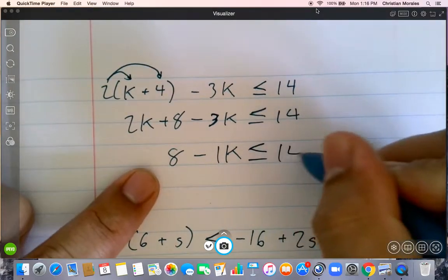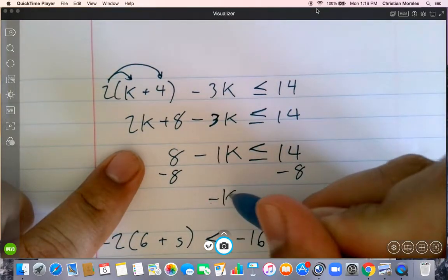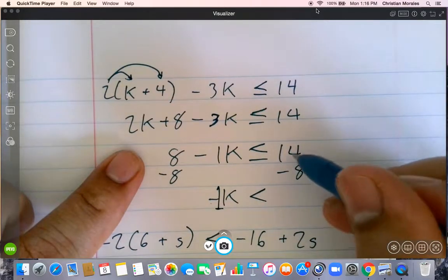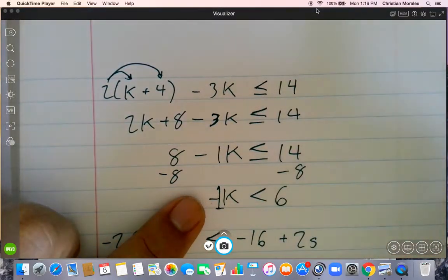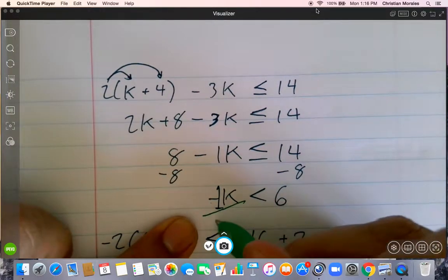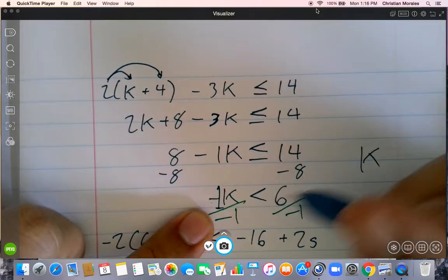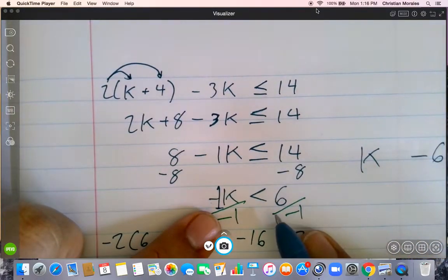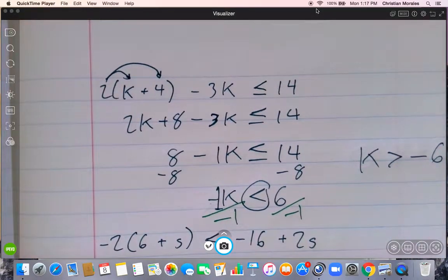All right, now here, I have an 8. Got to get rid of that 8. I get 14 minus 8. I get 6. Okay, now this. You do not want the negative 1 here, or a negative at all. If you ever have a negative k, you divide it by negative 1. That'll cancel it out. And because you're dividing, you're changing the signs. This becomes a negative 6. So this sign is going to flip. That sign is going to flip.